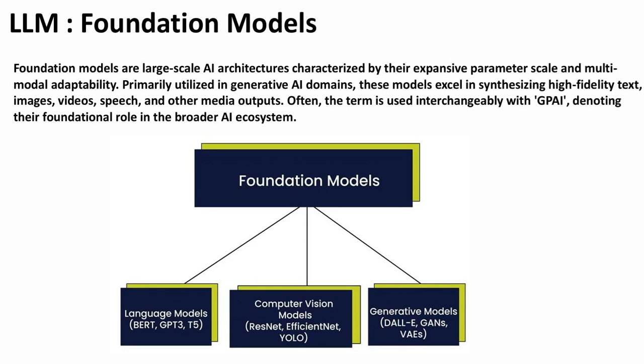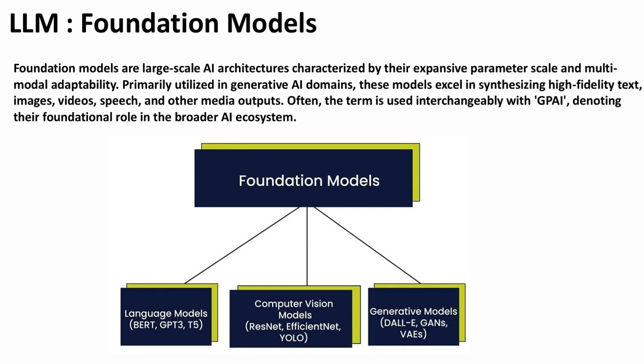So the sources define foundation models as these large-scale AI architectures, expansive parameter scales, multimodal adaptability. But what does that actually mean in plain English? Right, good question. So at their core, they're really key in generative AI. That means they're good at creating things, really high quality text, images, even video and speech. You often hear the term used almost interchangeably with GPAI, general purpose AI. That kind of hints at how versatile they are.